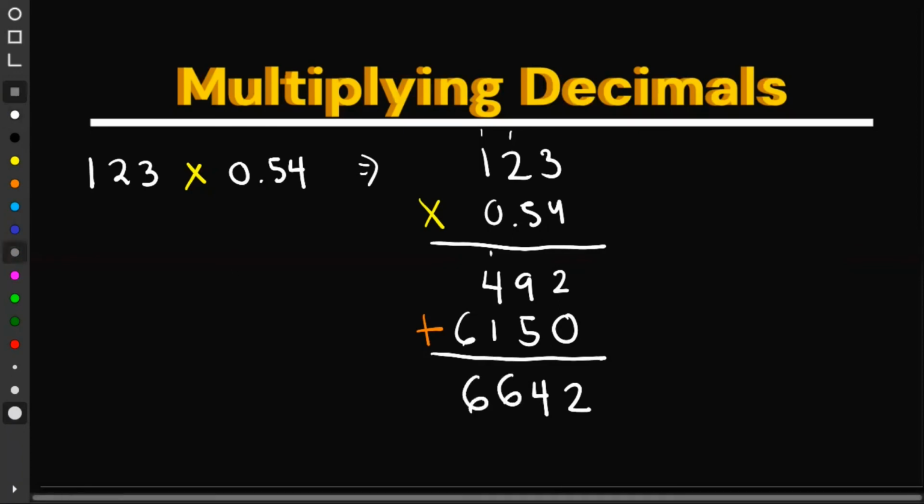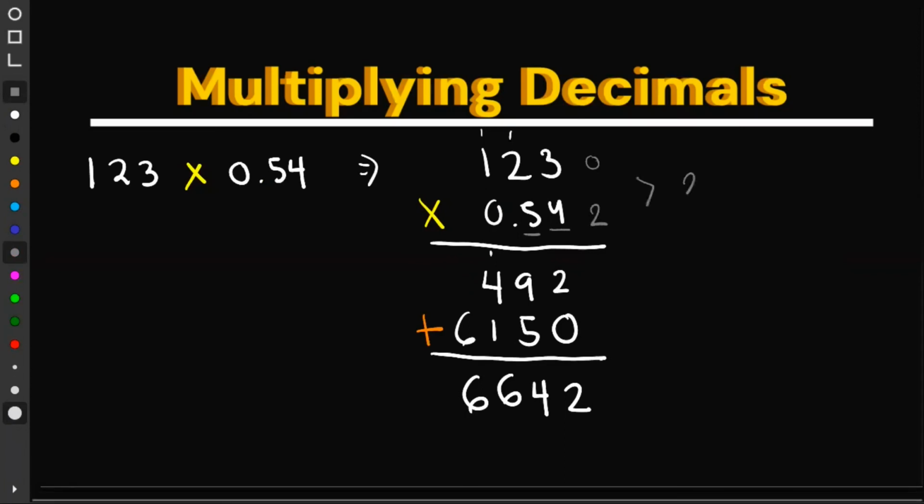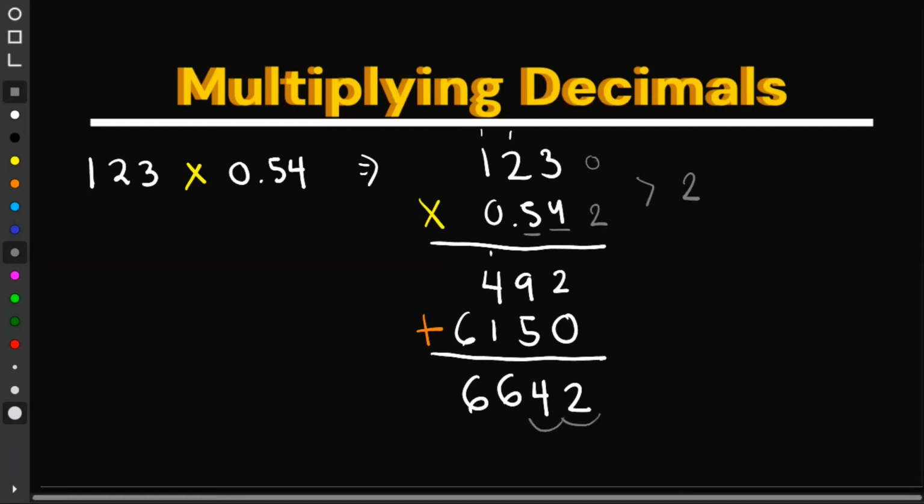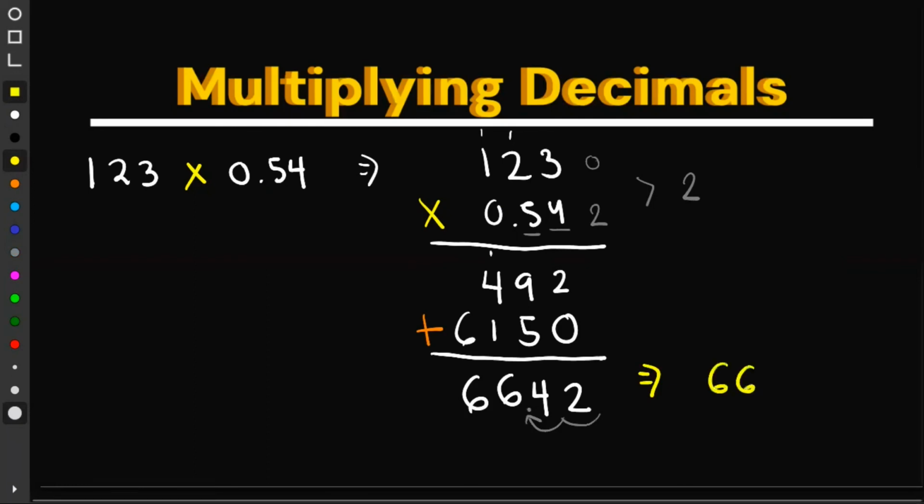For the decimal places, for this one, since it's a whole number, the decimal places here are 0. For this one, it's 2. So a total of 2 decimal places to move. So we have 1, 2. So it's over here. So our final answer is 66.42.